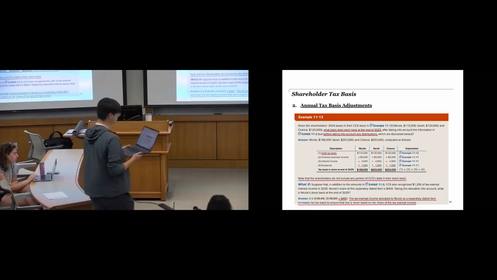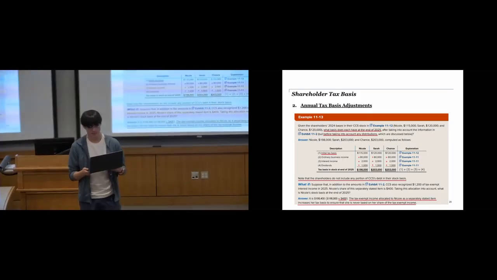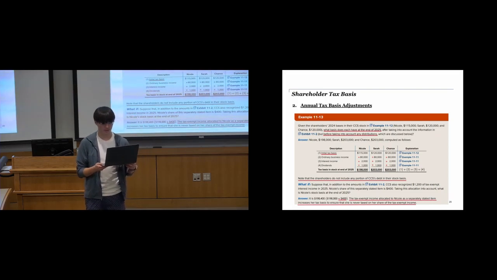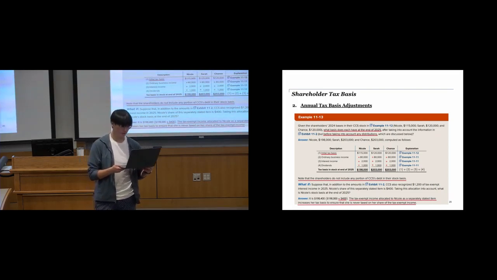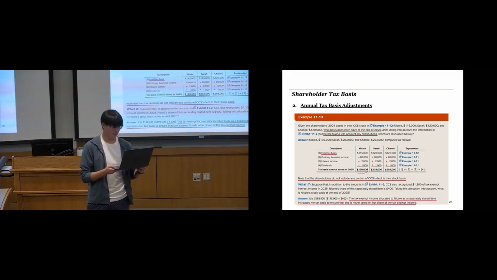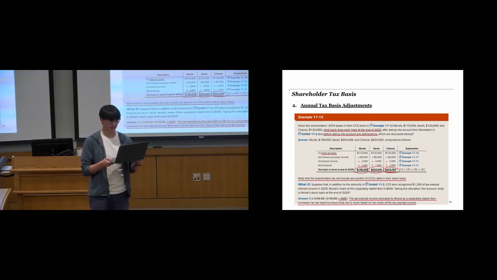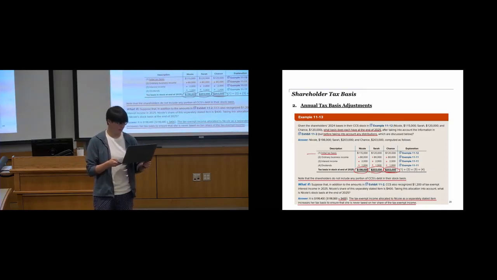Given the shareholders' 2024 basis in the CCS stock, in example 1112, what basis does each have at the end of 2025 after taking into account the information in Exhibit 11? Answer is Nicole 198,000, Sarah 243,000, and Ken 288,000. Note that the shareholders do not include any portion of CCS debt in the stock basis. So we started with that initial basis from the prior example.